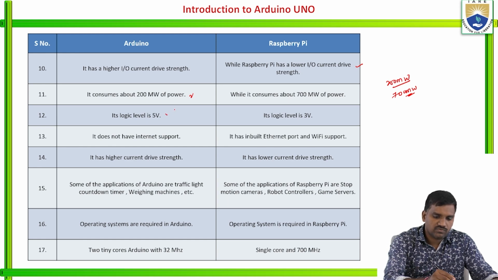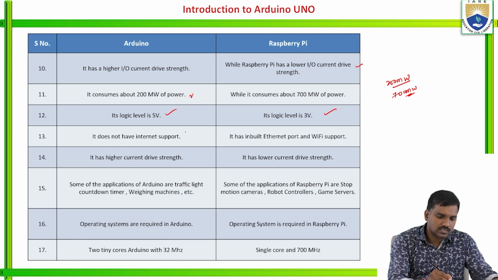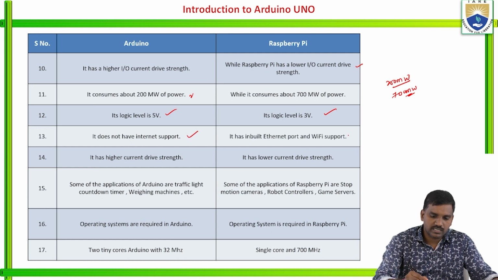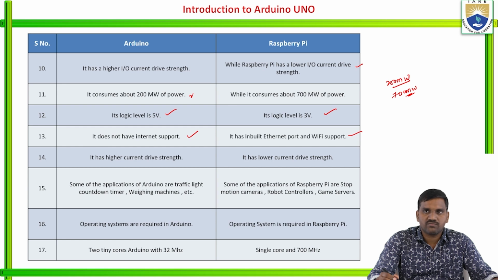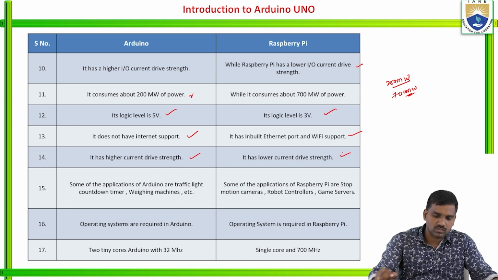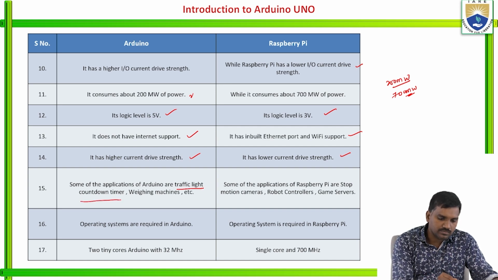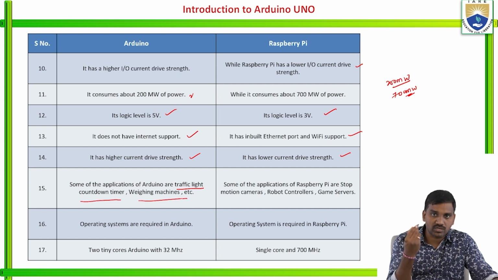The logic level for Arduino is 5 volts, and for Raspberry Pi it is only 3.3 volts. Arduino does not have internet support, but Raspberry Pi has a built-in Ethernet port and Wi-Fi support. Some applications of Arduino are traffic lights, countdown timers, weighing machines, etc. Some applications of Raspberry Pi are stop motion cameras, robot controllers, and game servers. An operating system is not required in Arduino.